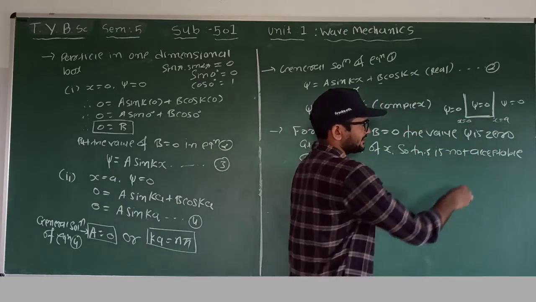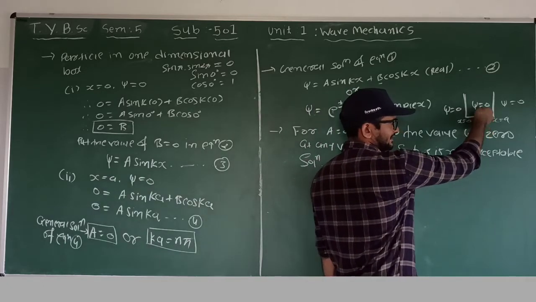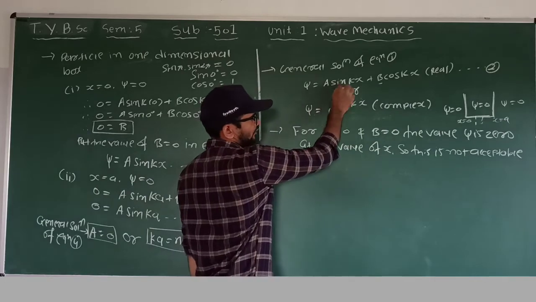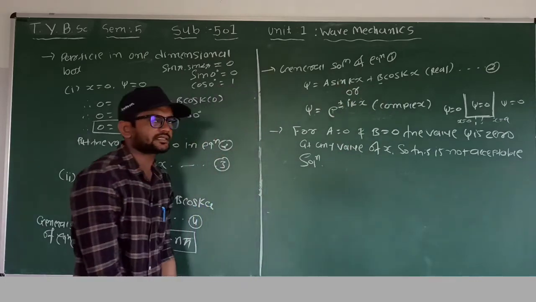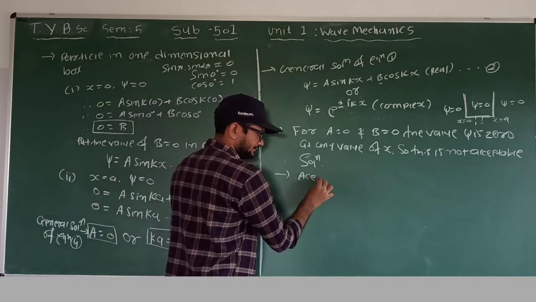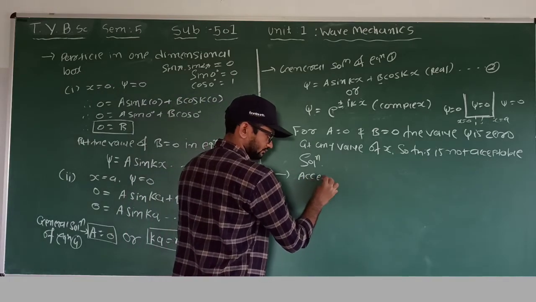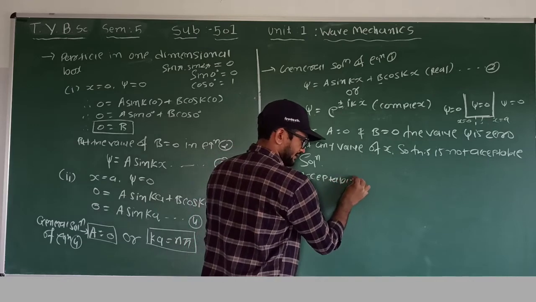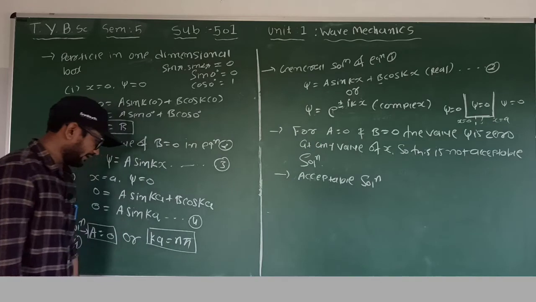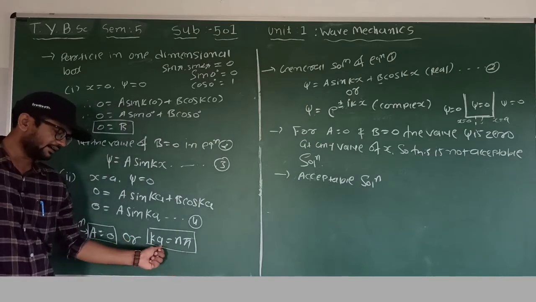Suppose I take x is equal to 1, therefore psi is equal to 0, 2, 3, 4, because the arbitrary constants are both 0. It is not an acceptable solution. So the only acceptable solution in this case is ka is equal to n pi, k is equal to n pi.